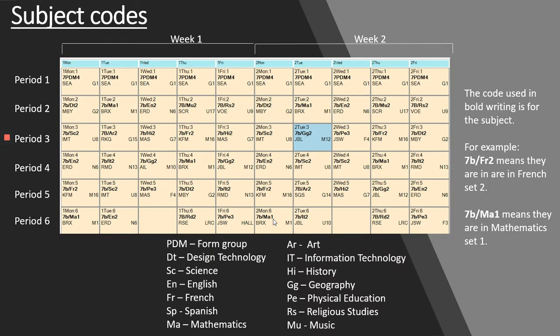When you look at a timetable, the areas that are written in bold are the subject code. This explains what lesson the period is. As shown in the examples, 7B FR2 simply means the lesson is French set 2. 7B MA1 means that the lesson is mathematics and that they are in set 1 for this. The codes for all of your subjects are shown on the slide. Please look over this if you are unsure of what the lessons are.